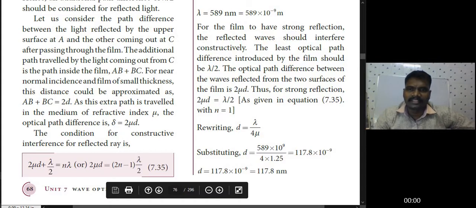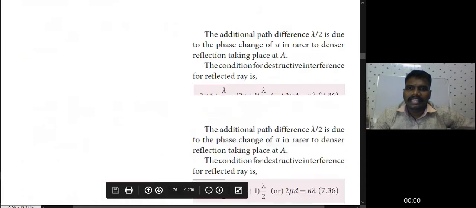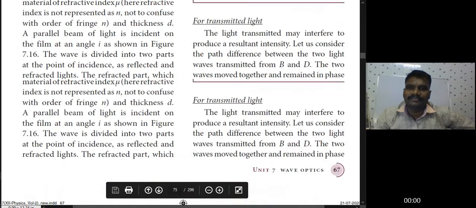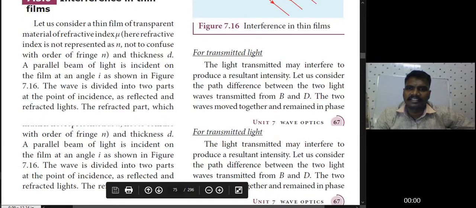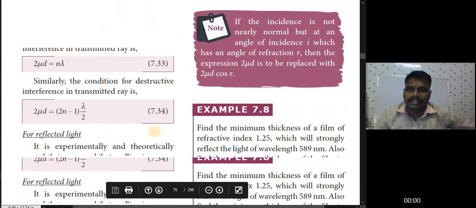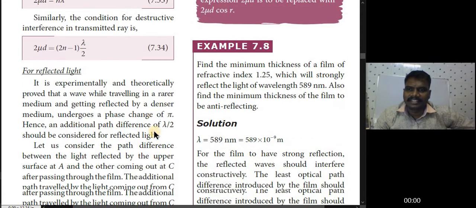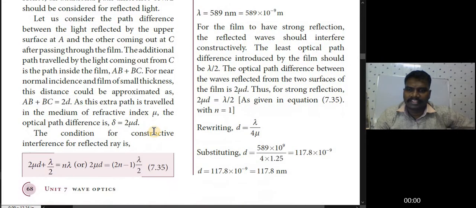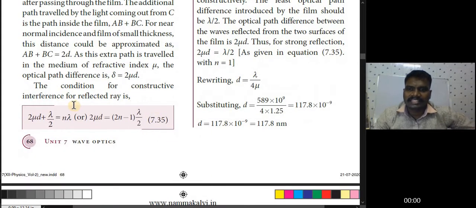So this is the formula for the interference in thin film, for the reflected light. Constructive interference for reflected ray is 2 mu d plus lambda by 2 is equal to n lambda, or 2 mu d is equal to (2n minus 1) lambda divided by 2.